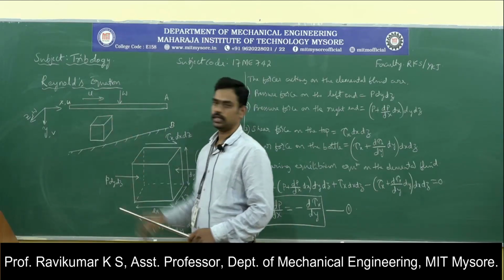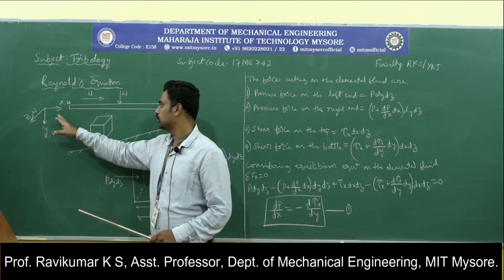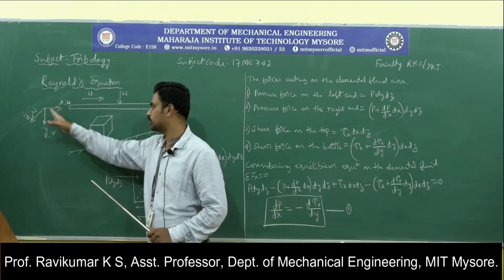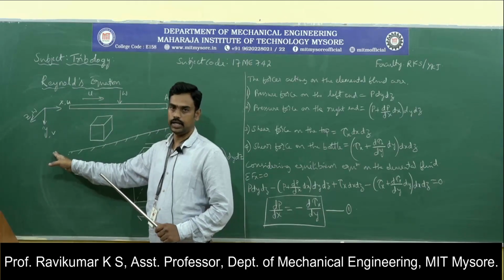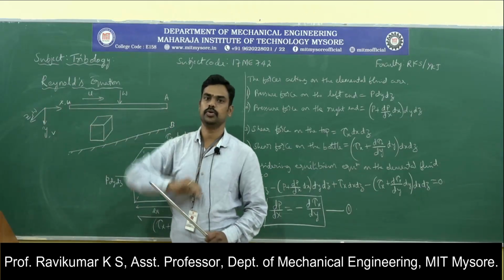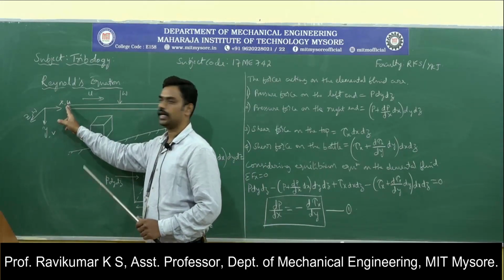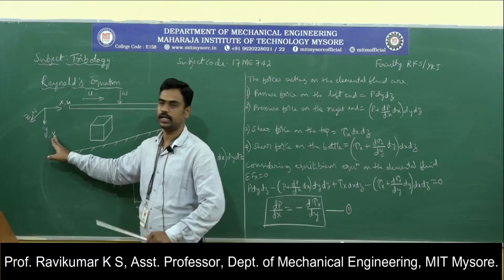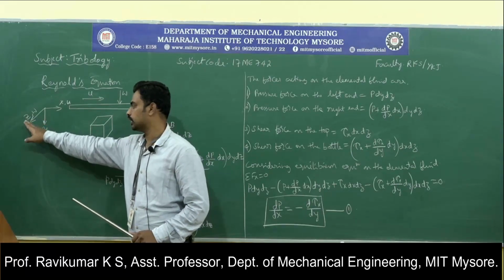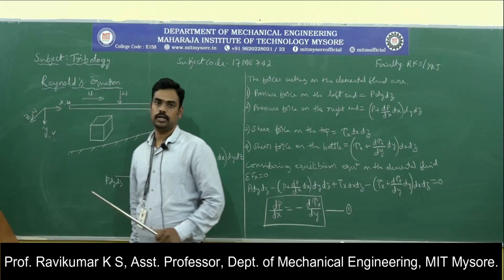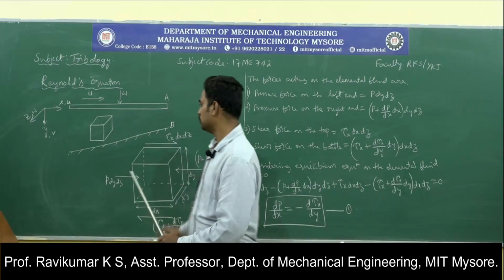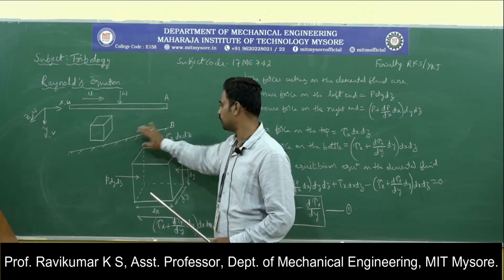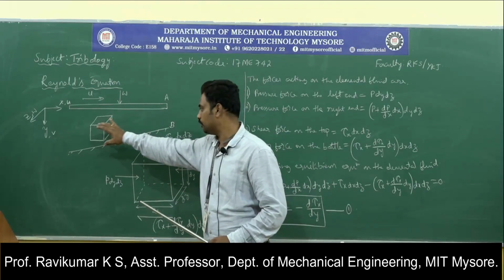The load is applied perpendicular to the plate. The velocity is considered as u, and the coordinates considered here are x in the horizontal direction, y in the perpendicular direction like this, and z in the direction perpendicular to the board. The corresponding velocity in the x direction is considered as u, in the y direction as v, and in the z direction as w.